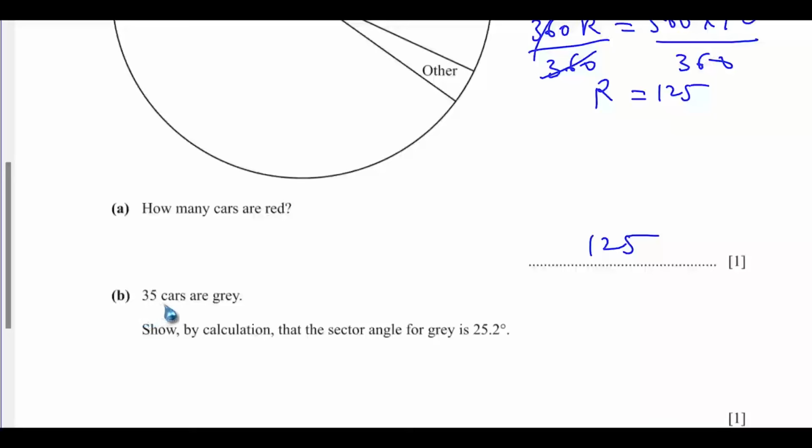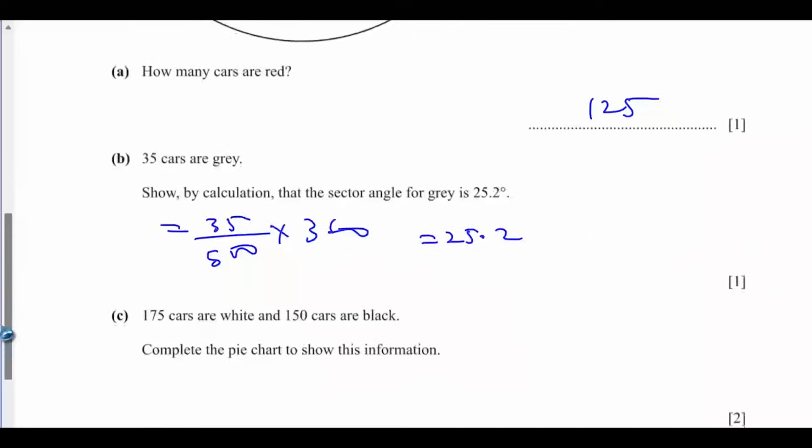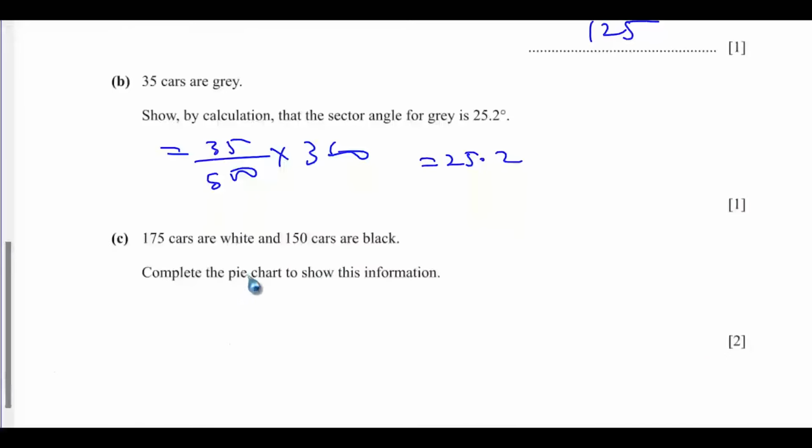Part B, 35 cars are gray. Show by calculation that the sector angle for gray is 25.2. So we follow the same pattern. The sector angle will be equal to 35 over the total, that is 500, then multiplied by 360 degrees. If you do this, it will give you 25.2. Let's go to part C. 175 cars are white and 150 cars are black. Complete the pie chart to show this information.